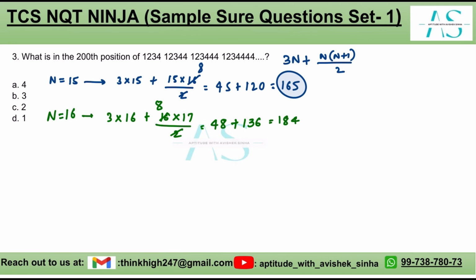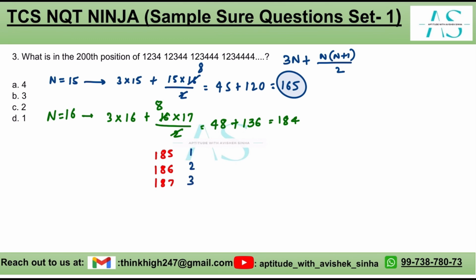8, 1, 184. Now, what do we understand by this 184? That means if we look at the 16th term, where the first 3 digits would be 1, 2, 3, and then the remaining digits would be 4, 4, 4, 4, 4, 16 times 4, we are covering 184. Now, what would be the 185th, 186th and 187th term? That would be simply 1, 2, 3.